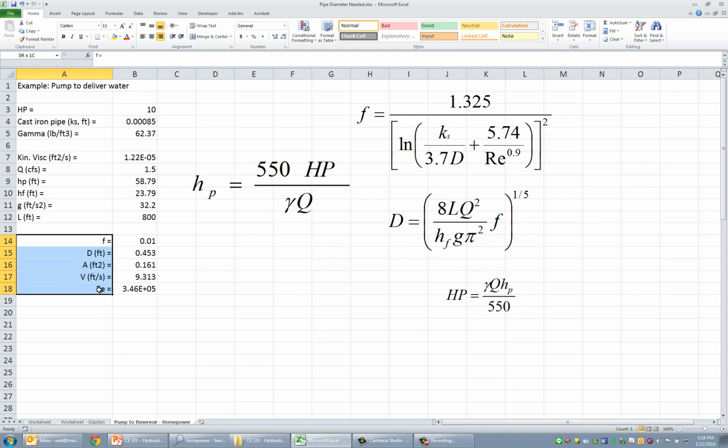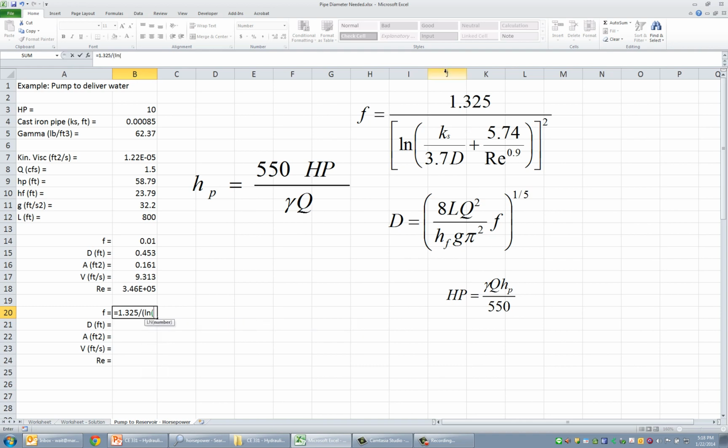So now I'm going to go through this process again. For the second time around, I'm not going to have just a guess out of thin air. I'm going to calculate the f value according to the Swamee-Jain equation. 1.325 divided by the logarithm of k sub s divided by 3.7. Okay, so k sub s divided by, I need to anchor that, divided by 3.7 divided by d. And the d I'm going to use is the d from the previous step.